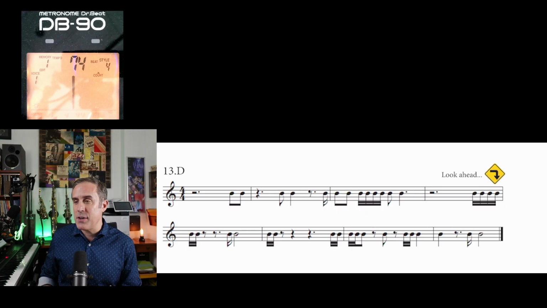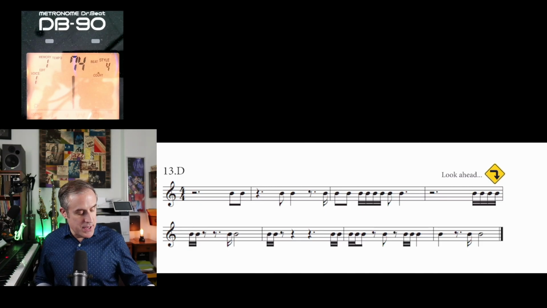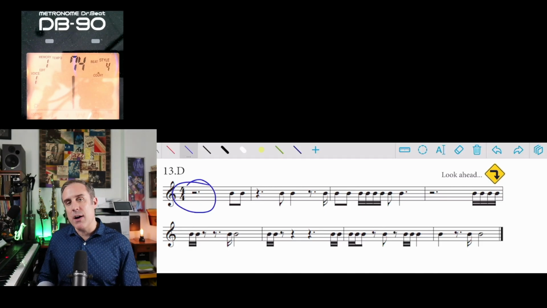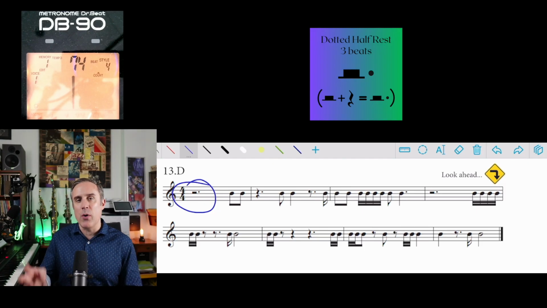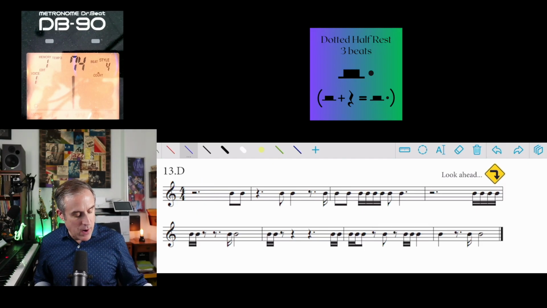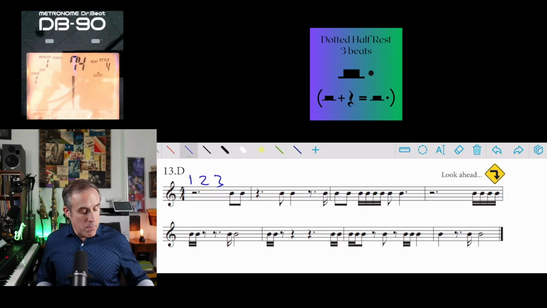Okay, so let's dive into the analysis for exercise 13D. And right in the first measure of exercise 13D on beat 1, we have the arrival of our dotted half rest, which we know takes up 3 beats. So I'm going to write 1, 2, 3 above that rest. On beat 4, we have 2 8th notes, ti, ti.